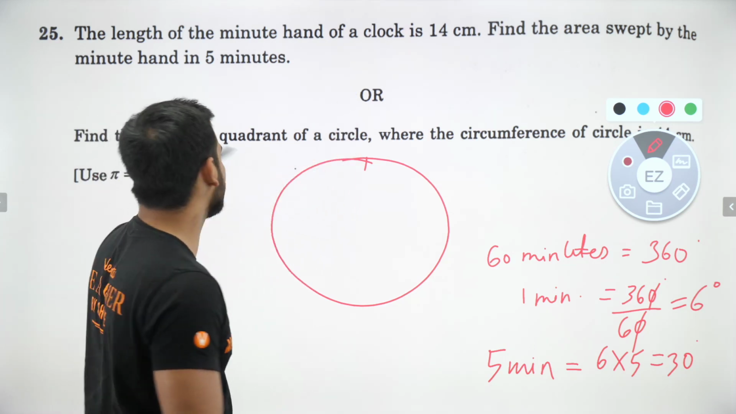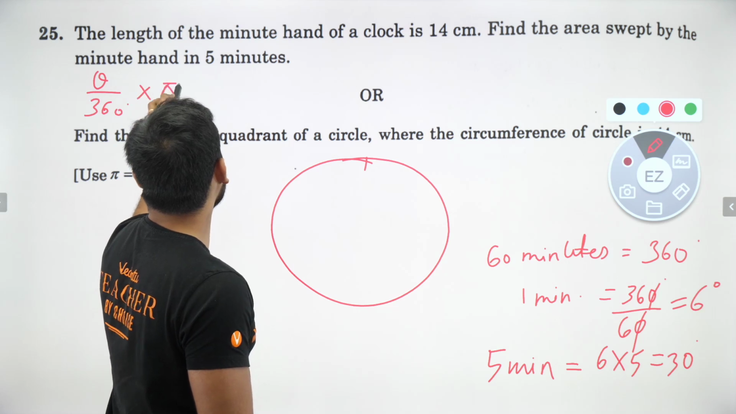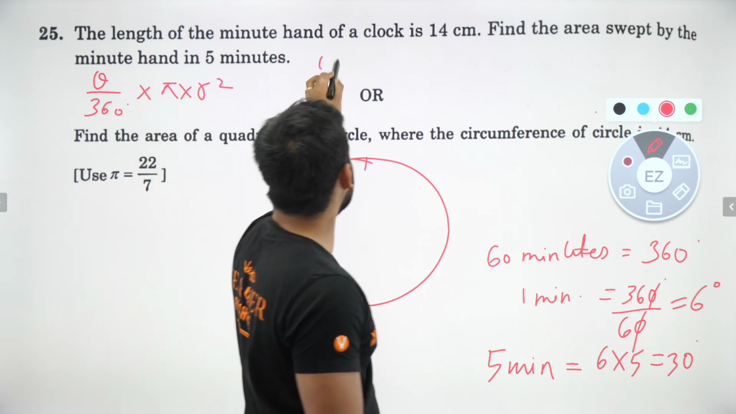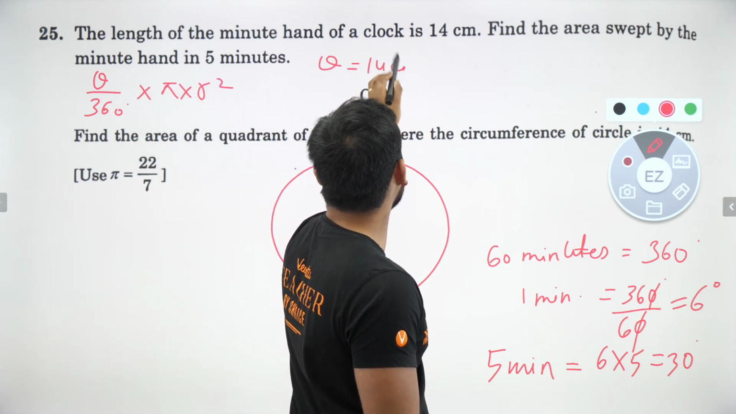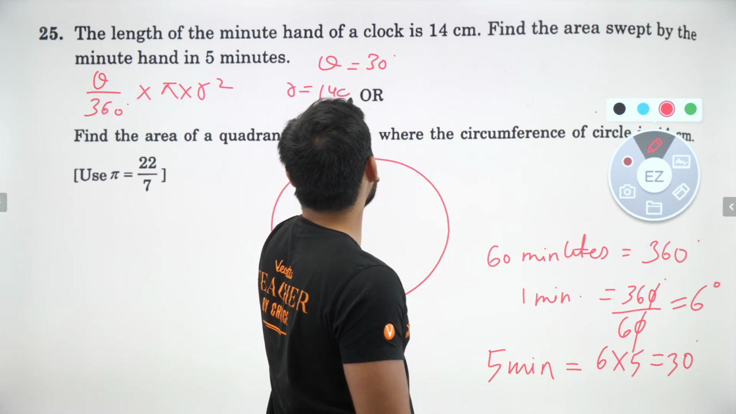So you have to find out the area of the sector. So theta by 360 into pi into r square, where theta is equal to 30 degrees and radius is equal to 14 centimeter.